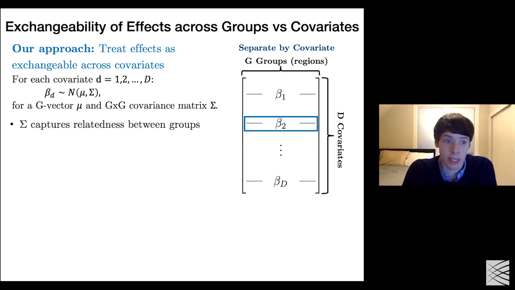So for example, we could have a large positive off-diagonal entry telling us that in general, the effects in the school in Cambridge are similar to the effects in the school in Somerville. Do you take an empirical approach to learning sigma as well? Yes, absolutely. I'll get to that in a few slides. Great.